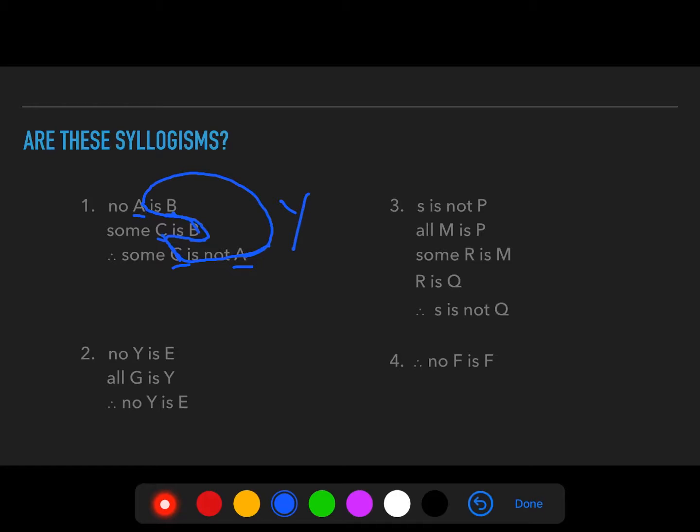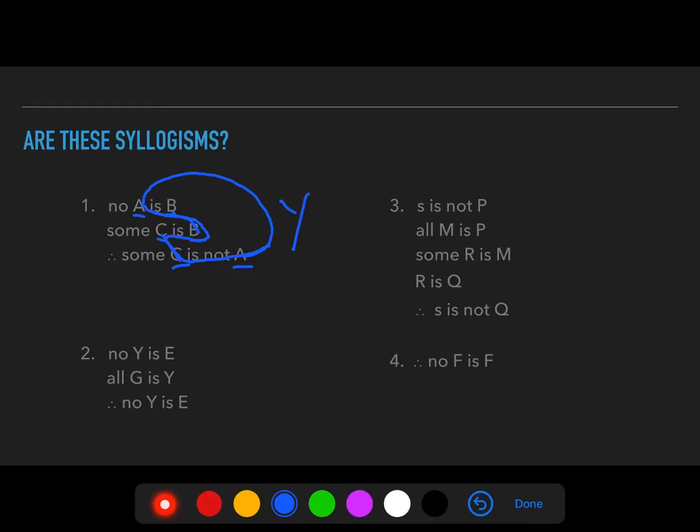Now, I do want to mention a caution: telling whether or not it is a syllogism does not tell you whether it's a valid syllogism. So I said, yes, this is a syllogism. That does not mean yet that it's valid or not. The STAR test will have to tell us that. That's a separate issue. So let's look at number two.